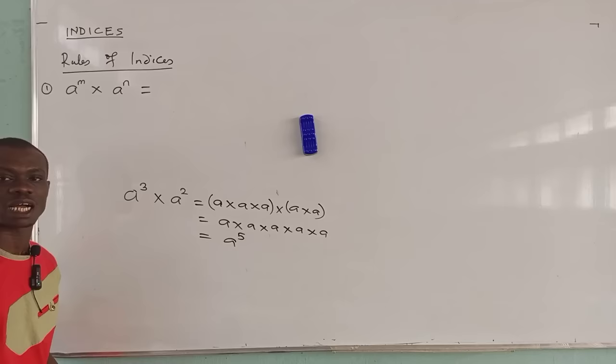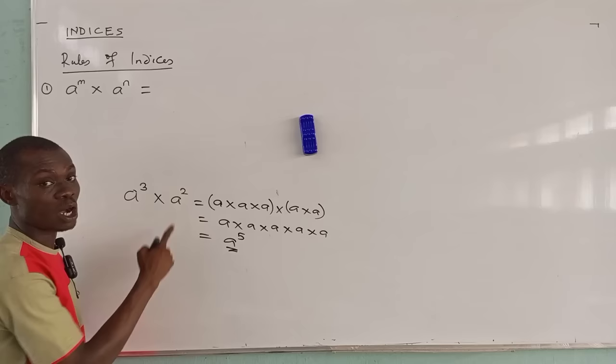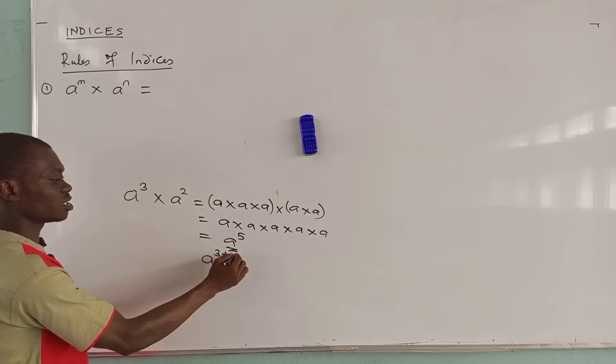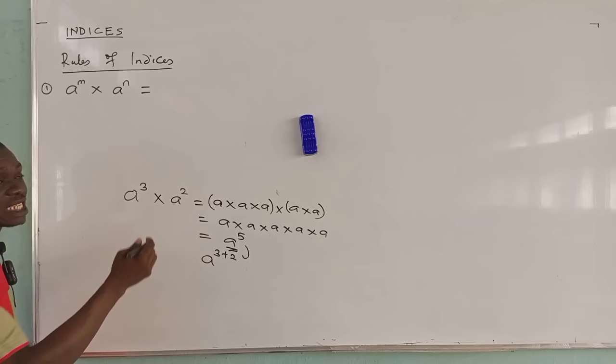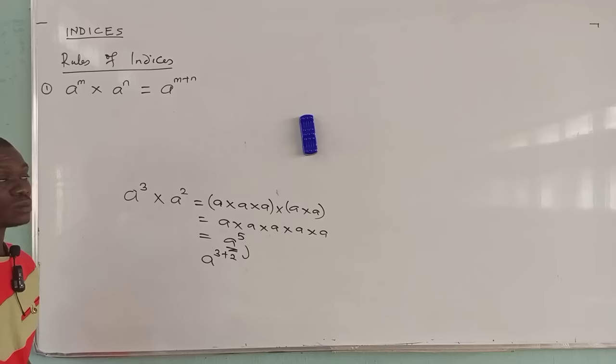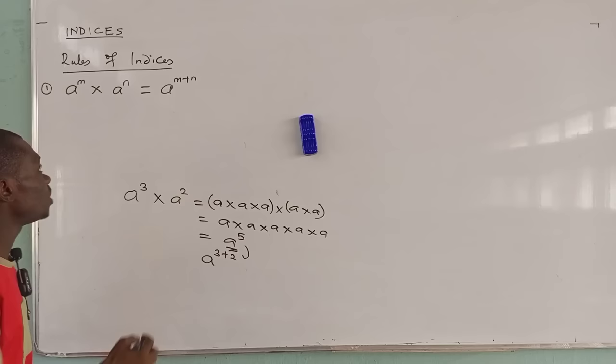So you will simply see that a raised to power 3 times a raised to power 2 is the same thing as a raised to power 3 plus 2, which is the same thing as the a raised to power 5 that we have here. And that gave us a general rule for multiplication of numbers with powers when the bases are the same. If the bases are the same, you simply pick one of the bases and then add the powers. And so that's what we call the multiplication rule. Then what about the second rule, which we call the division rule?